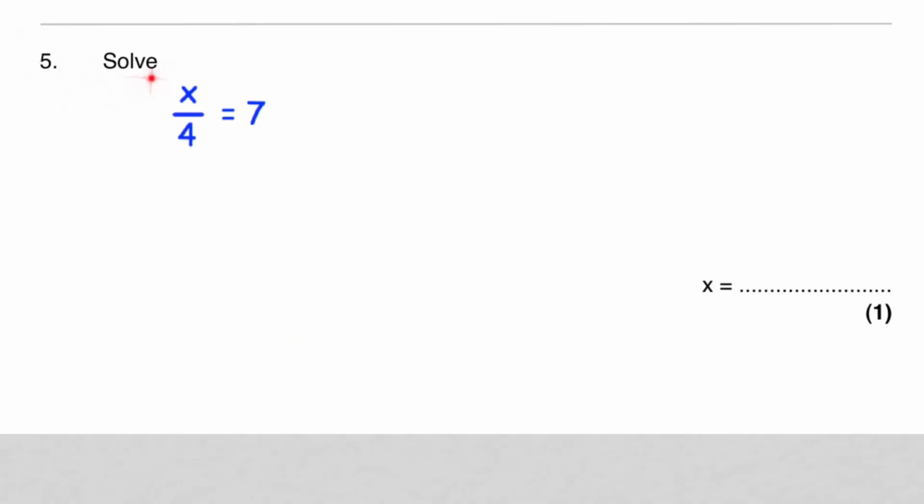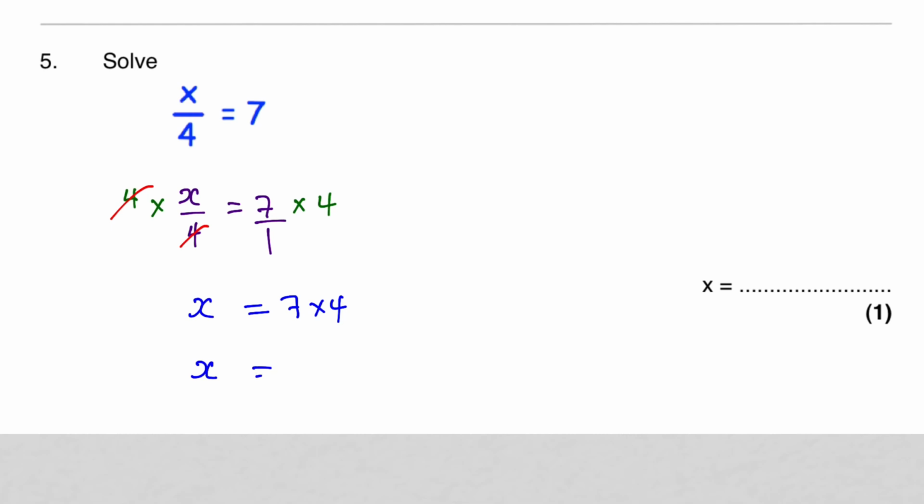Question 5. Solve x over 4 equals 7. X is being divided by 4. In order to get rid of the 4, we have to multiply by 4. So x over 4 equals 7. That is 7 over 1. So if I multiply by 4 here, I have to multiply by 4 there. We cancel that 4, and I'm left with x equals 7 times 4. X equals 28. So this is 28.